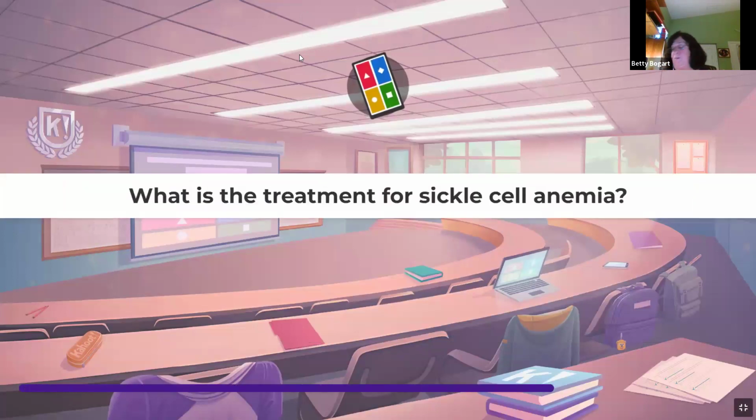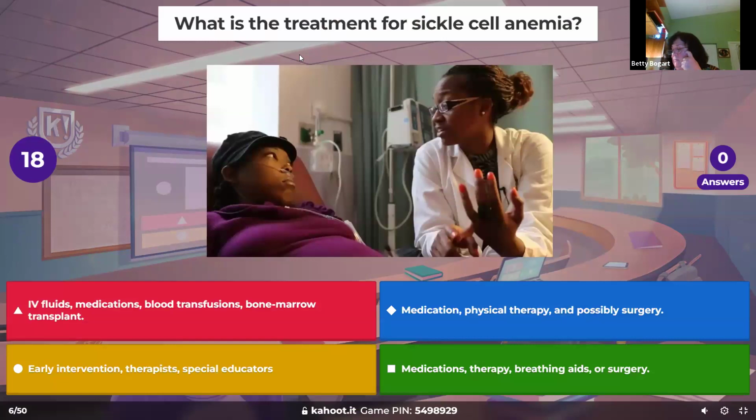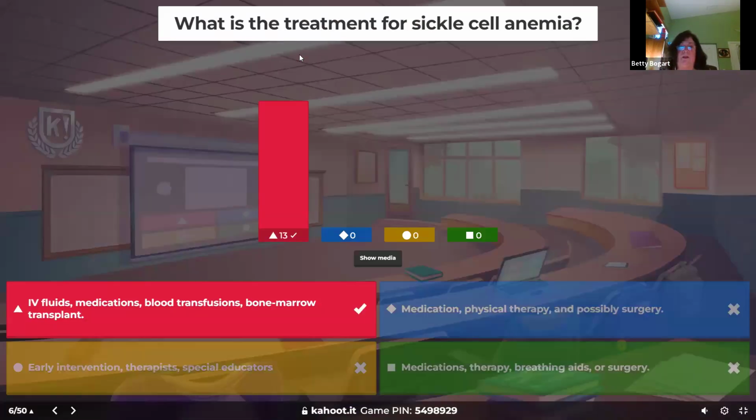What is the treatment for sickle cell anemia? Number one priority is IV fluids. One of the things they're saying about sickle cell anemia is not to get on airplanes because the pressure constricts their vessels. So airplanes should be used infrequently.